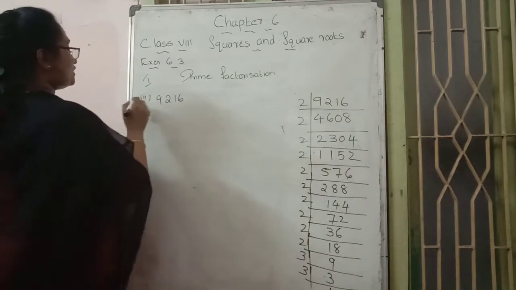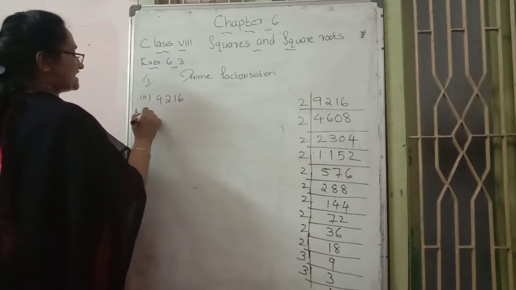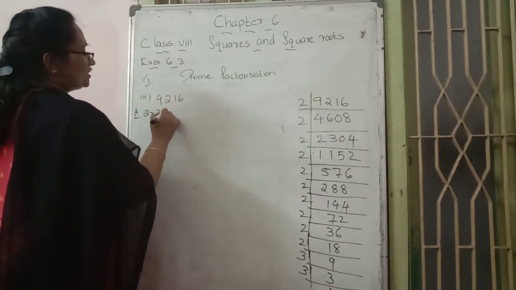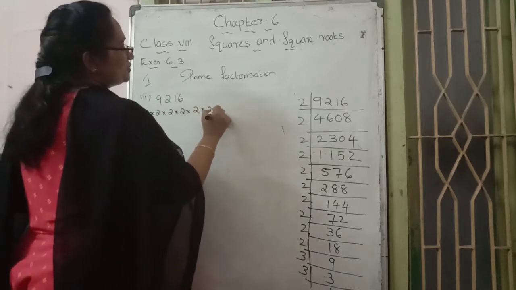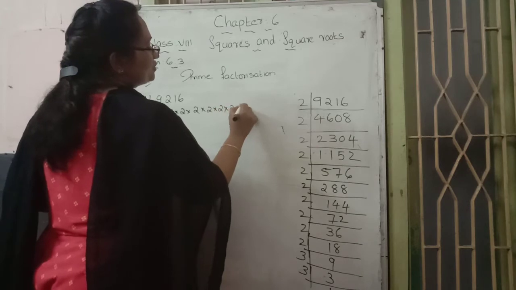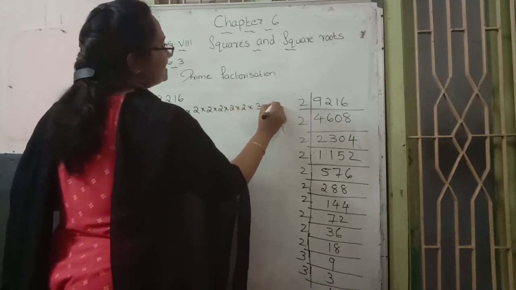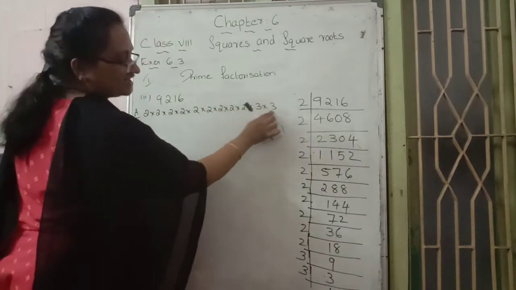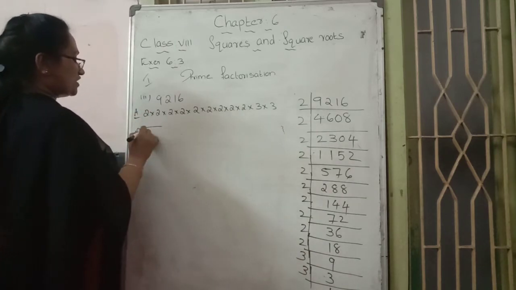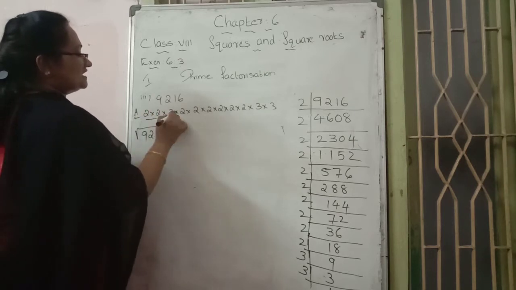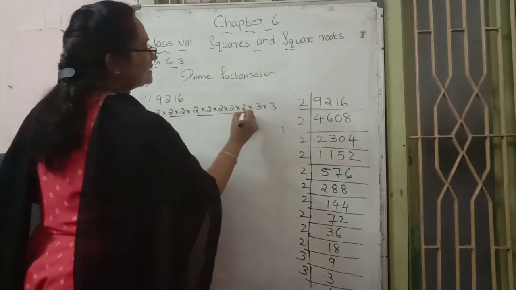There are ten 2s, so the factors are 2 into 2 into 2 into 2 into 2 into 2 into 2 into 2 into 2, and 2 times 3. Ten times 2 and 2 times 3. Then find out the square root of 9216 by pairing. In this way we want to pair.